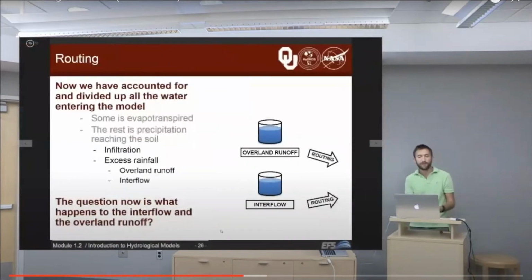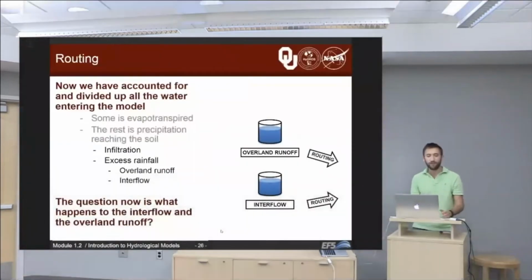So now we've accounted for all of the water that's in the model. Some of it is evapotranspired. The rest is precipitation that reaches the soil or percolating soil.